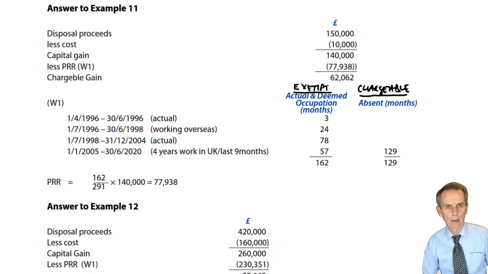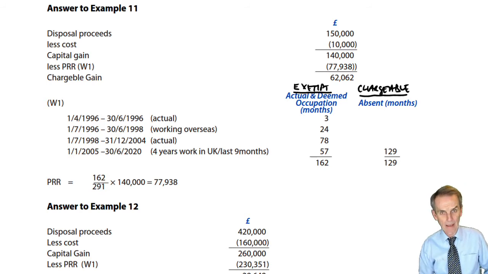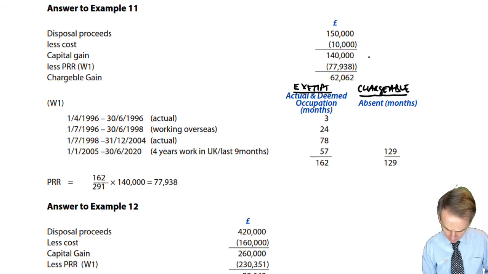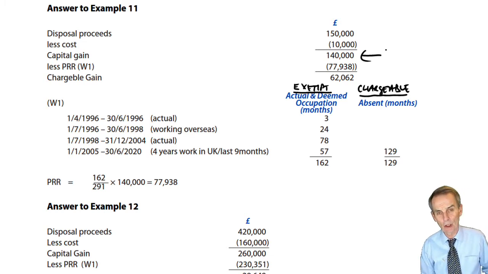Okay, well, let's see how we got on therefore with example 11. It comes basically in 2 parts. First of all, you compute the basic calculation of the capital gain in relation to the disposal of your private residence. Again, it was a simple one here. You sold it for 150, you bought it for 10, gain therefore 140.